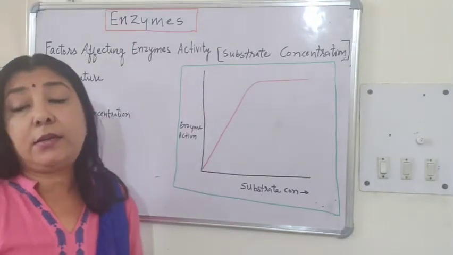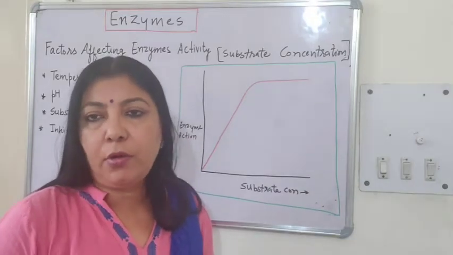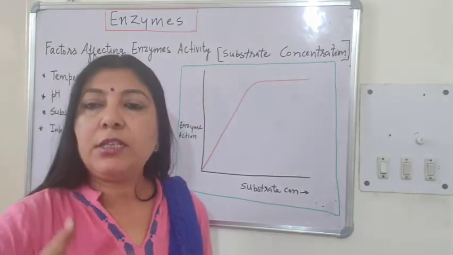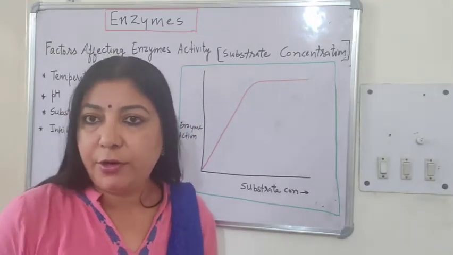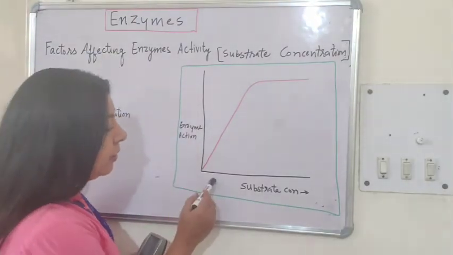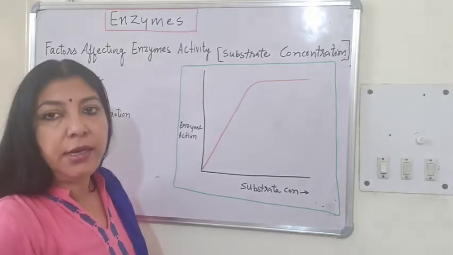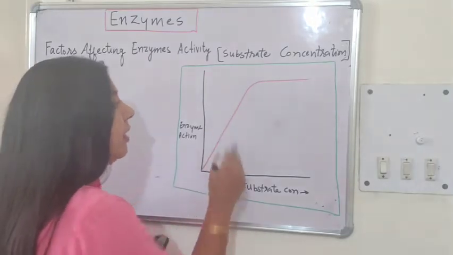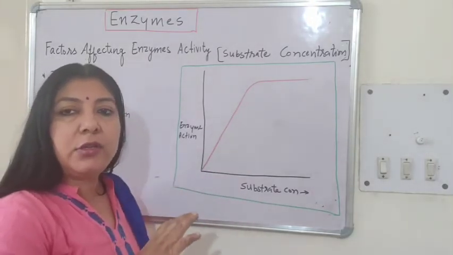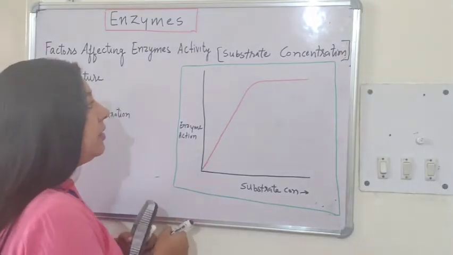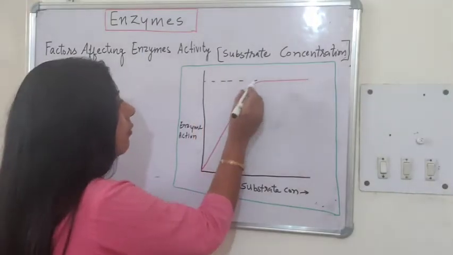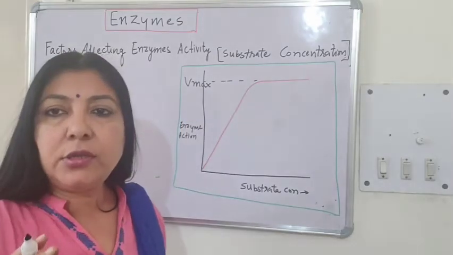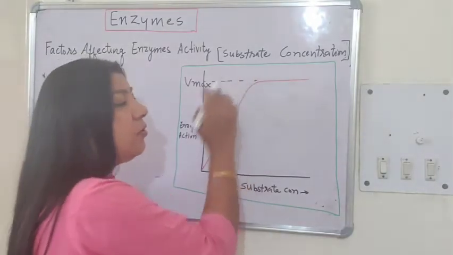Now the next factor which plays a very important role is the concentration of the substrate. Let's see how the substrate concentration controls the rate of reaction. For example, when we increase the substrate initially, the enzyme action will increase. But a time will come when the enzyme action will be maximum. This is considered as Vmax. Vmax means the velocity of the reaction is maximum at this concentration.